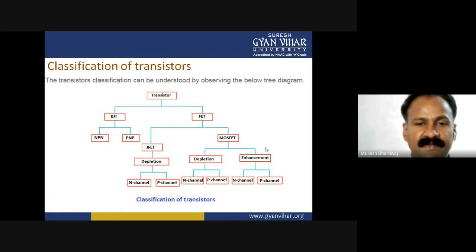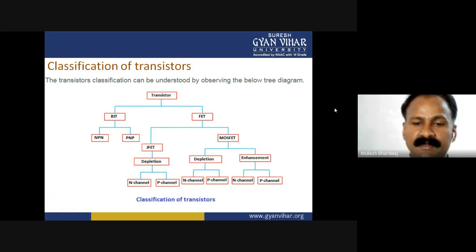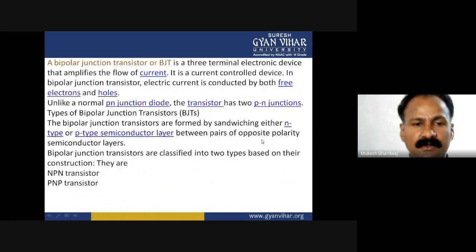This is the basic classification of transistor. The transistor is basically classified into two types, BJT and FET, bipolar junction transistor and field effect transistor. And the field effect transistor is further categorized into two categories. One is JFET, junction field effect transistor, and MOSFET, metal oxide semiconductor field effect transistor. And further, they are classified under the subcategories of depletion and enhancement type mode. And again they are classified into N channel or P channel type MOSFET or JFET. So this is all we had covered.